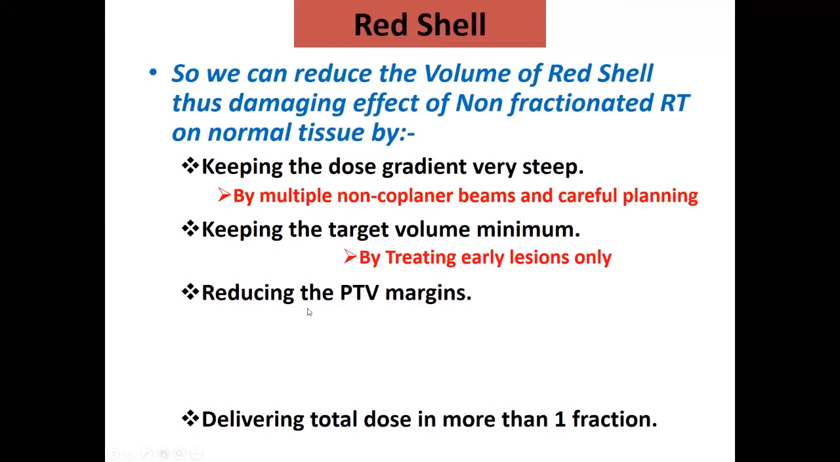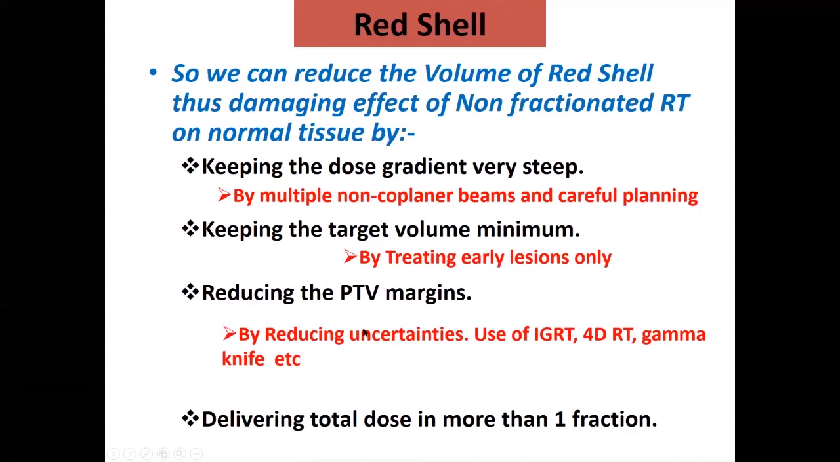Third, reducing the PTV margin. The question is how we can reduce the PTV margin. The answer is simple, that we must use the modern radiotherapy technique like IGRT, 4D radiotherapy, or gamma knife. In my opinion, gamma knife is best to reduce the PTV margin for the simple reason that gamma knife is mainly used for intracranial lesions. We know brain hardly moves inside the bony skull.